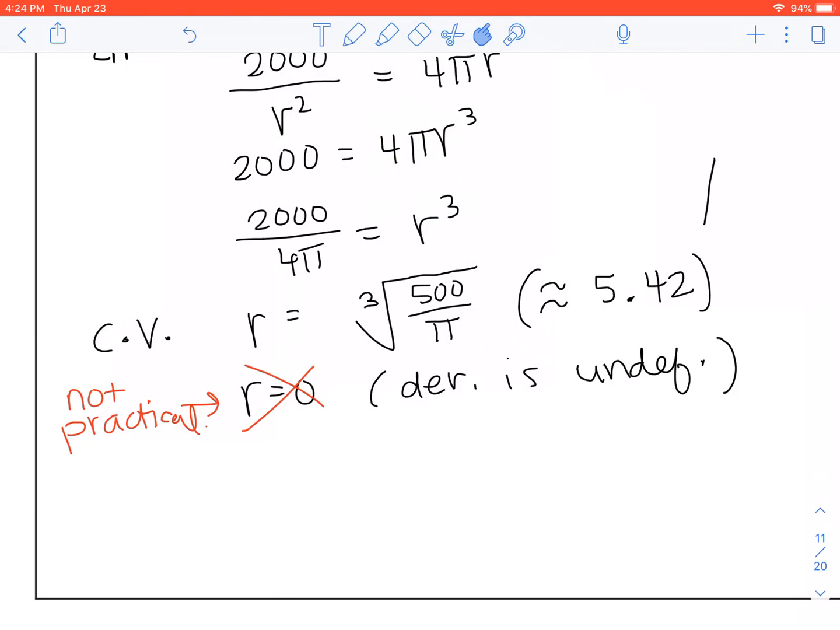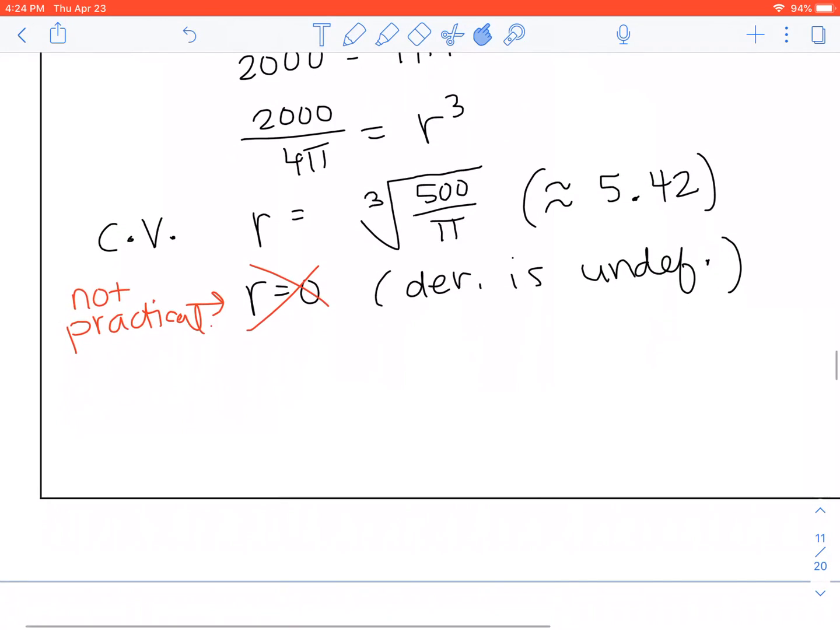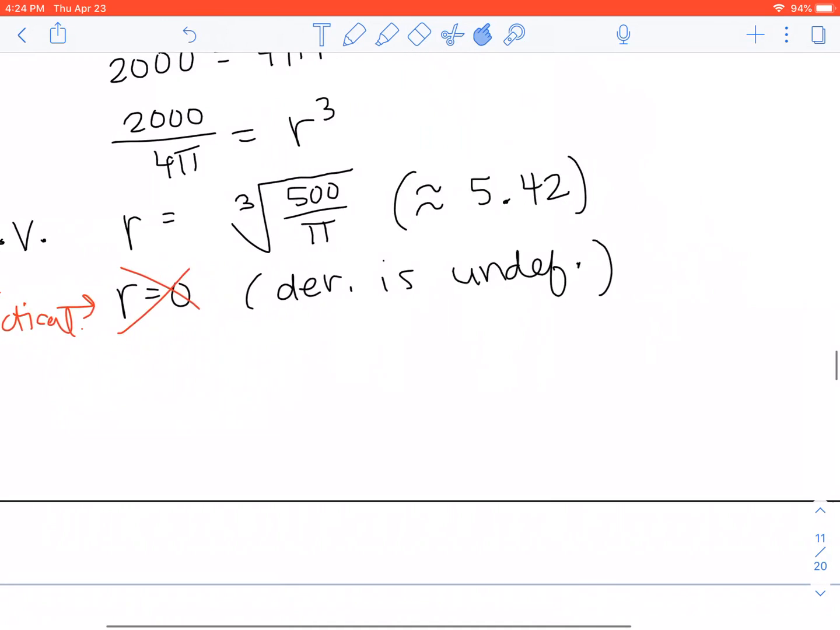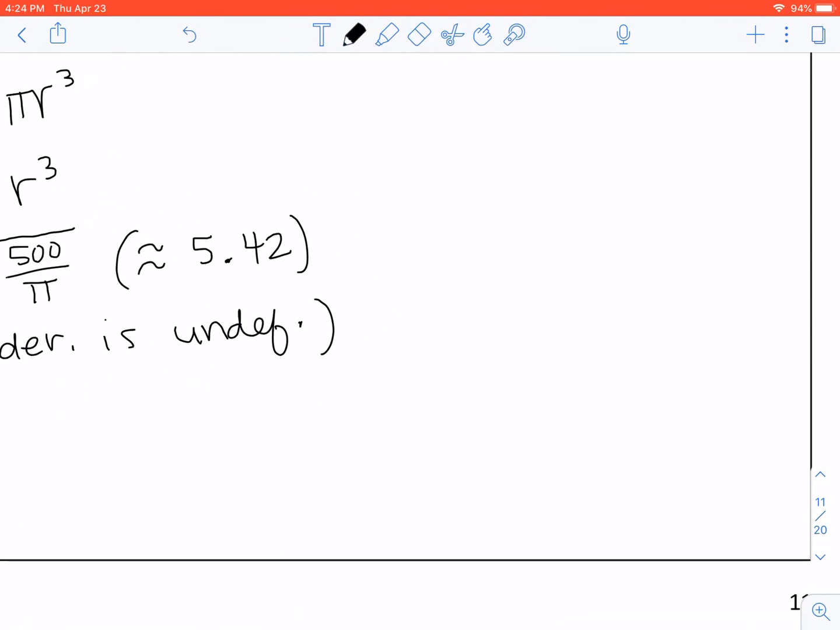So we have a radius of about 5.42. So what we're going to do is look at a number line. So I'm going to draw a number line. Our radius, which is what we're talking about, the smallest thing that we can have is 0, which again, not very practical. And I'm not sure exactly how large it will go. We'll leave that open for right now. I'm going to go ahead and put down the cube root of 500 over pi. And underneath it, I'll write it as a decimal approximation, which is 5.42.